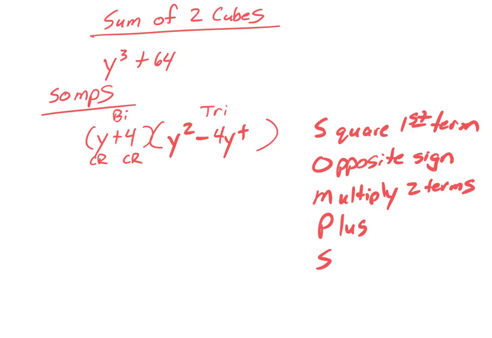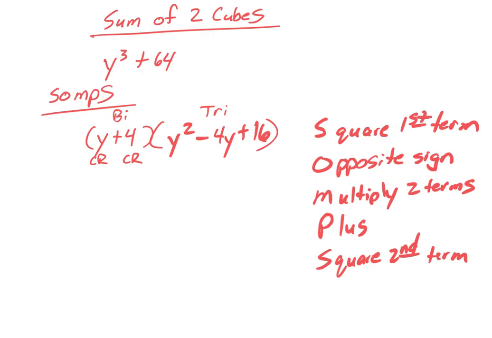And then the last S stands for squaring the second term. The second term is 4, so 4 squared is 16. And that's our answer.